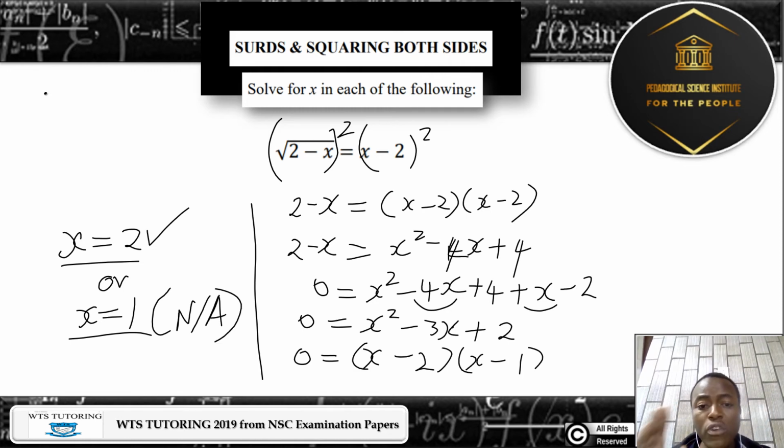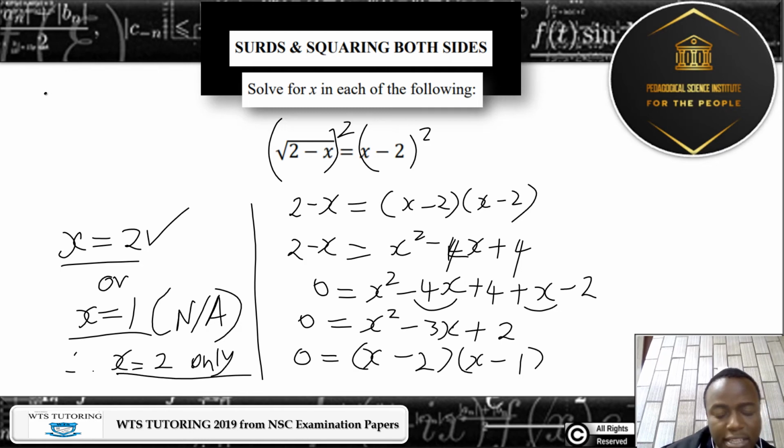So always when you are solving equations that have surds like that, square root, always notice there's one answer that is correct, one answer that is not correct. So you have to conclude, therefore, x is equal to 2 only. Then you get another mark there. Wow, finished. Yeah, that's it. Okay.